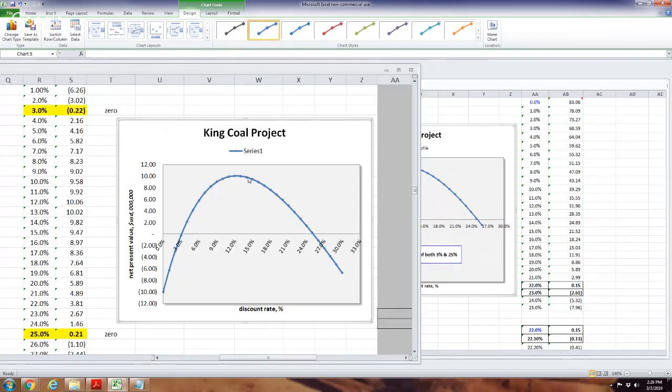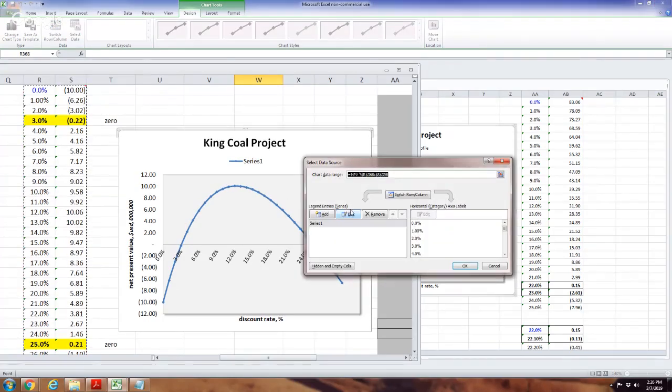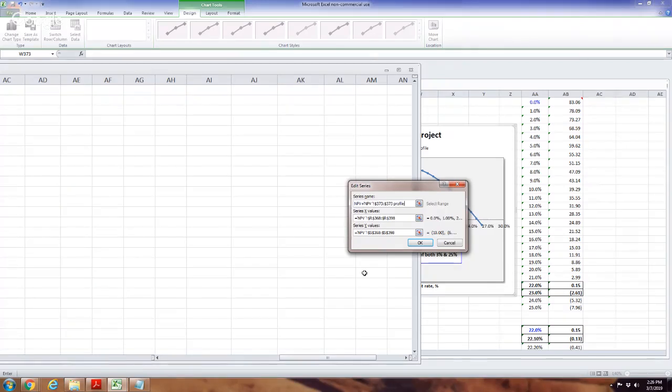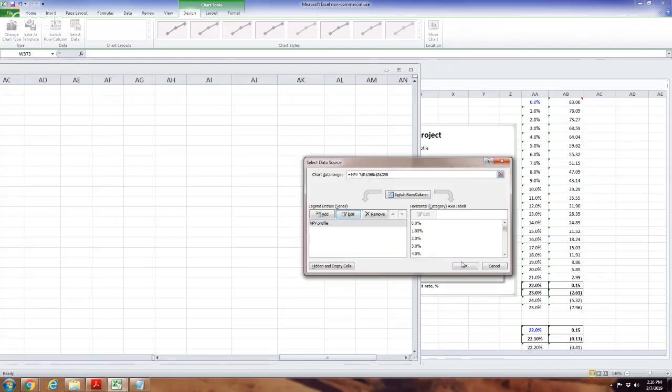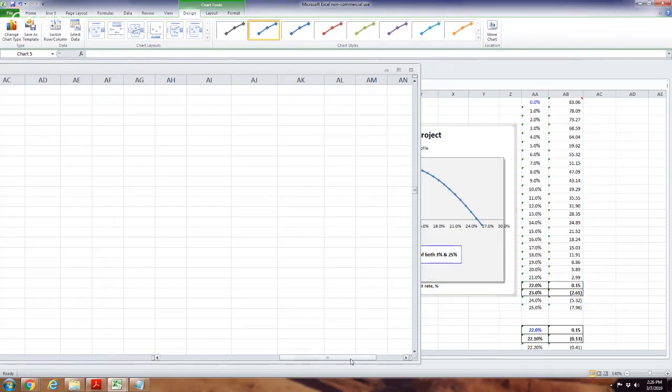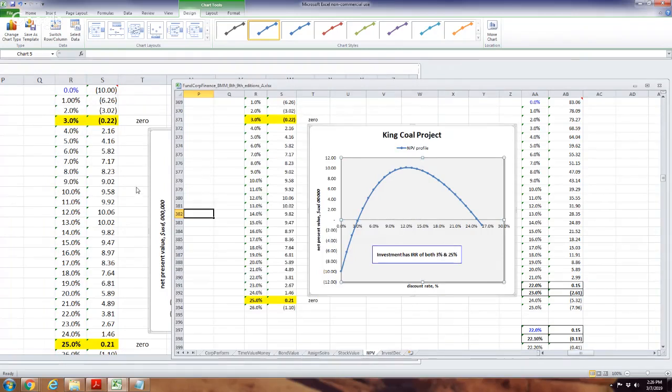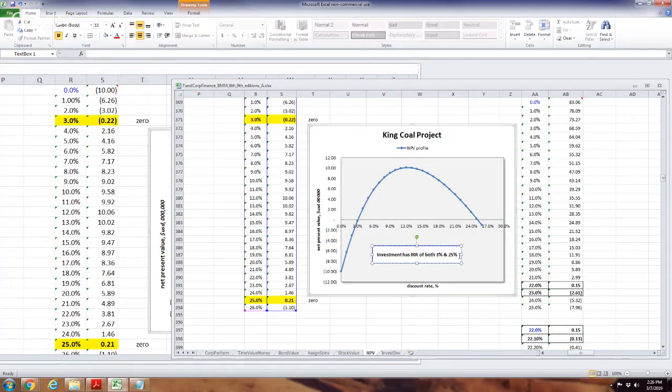This is NPV profile, so net present value profile. Okay. Again, I have no idea why it moves like that. We have our shadow going. We have everything labeled here. Let's bring the box in and do this.